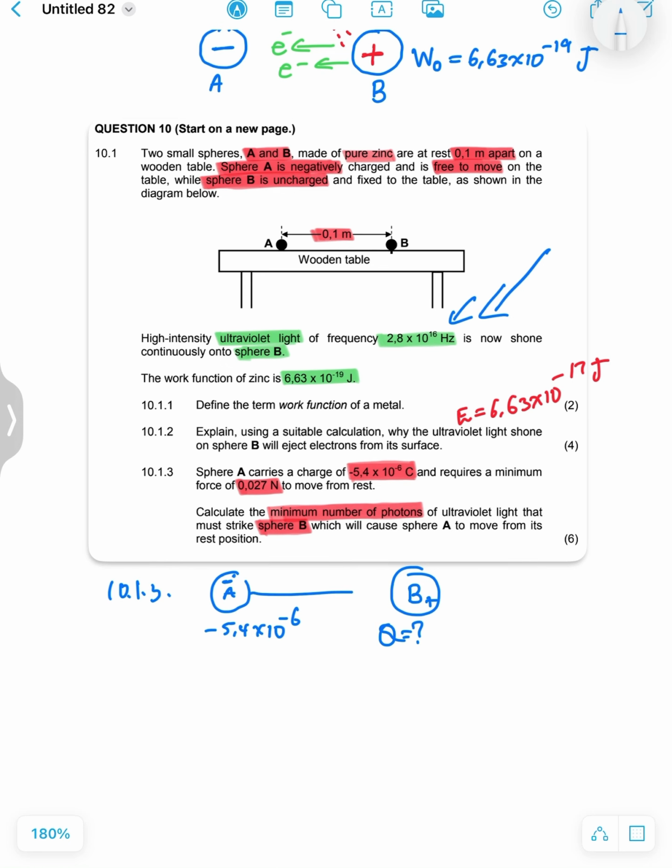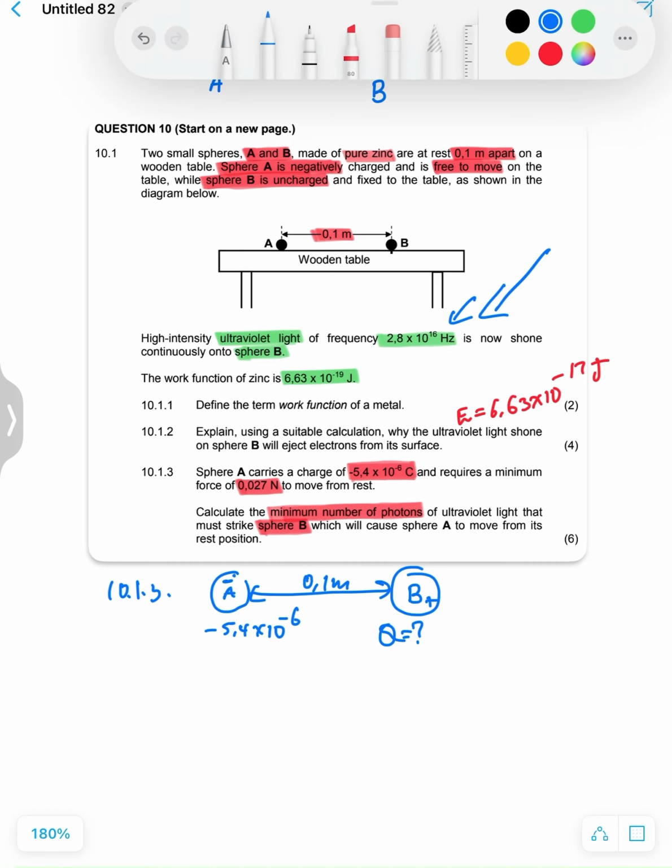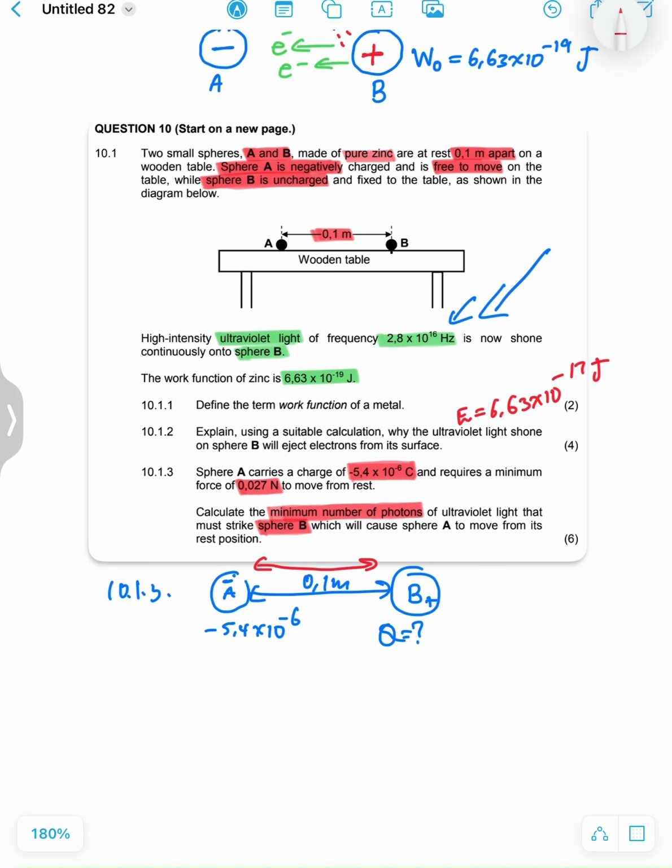We know the distance between these two is 0.1 meters, and we know the force between them, which is the force of attraction, is 0.027 newtons. So we can get the charge of sphere B using Coulomb's law.